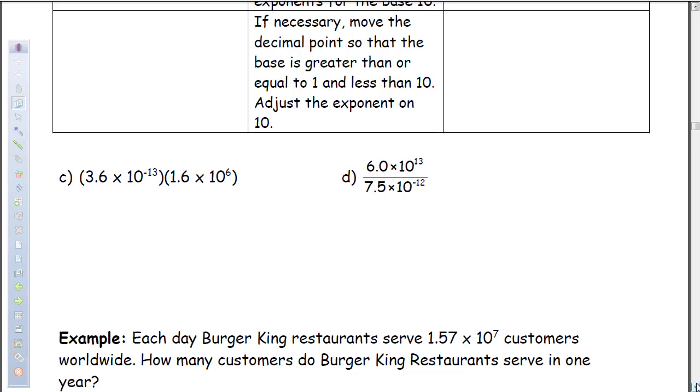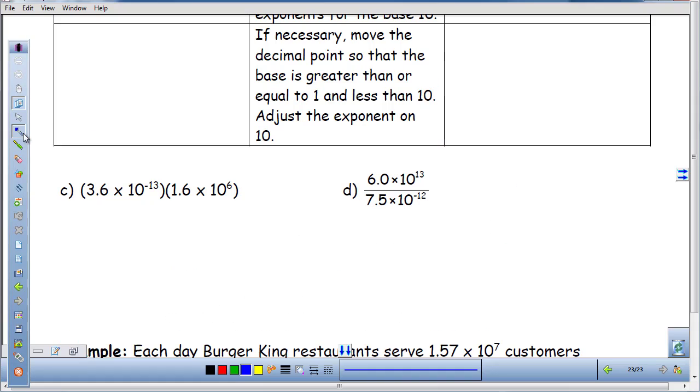Okay, so you multiplied 3.6 times 1.6, and we get what? 5.76. Okay, 5.76. And then I'm going to add the exponents on my tens. We get -7. So we don't have to make any adjustments to that one. All right, then 6.0 divided by 7.5 is, okay, 0.8. All right, 0.8 is fine.